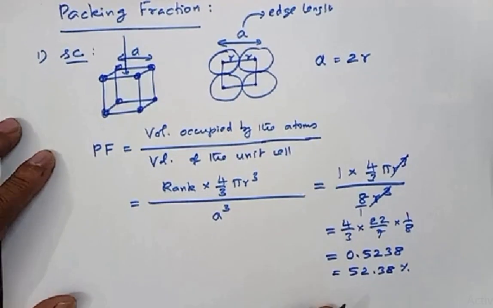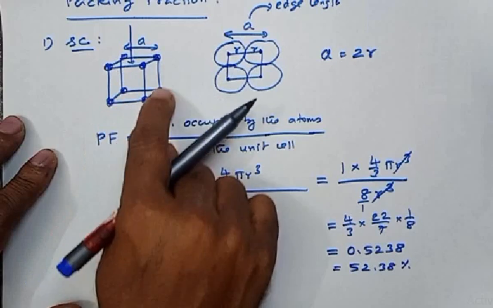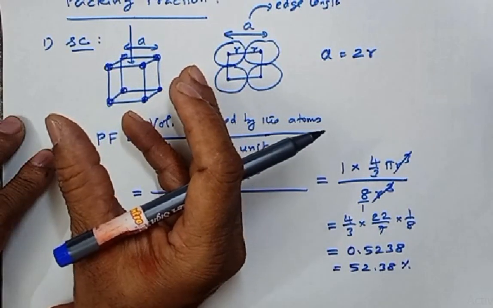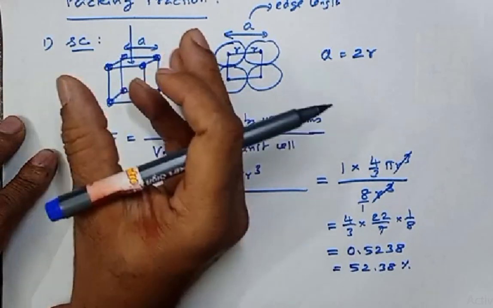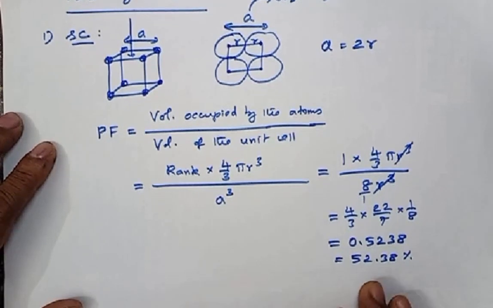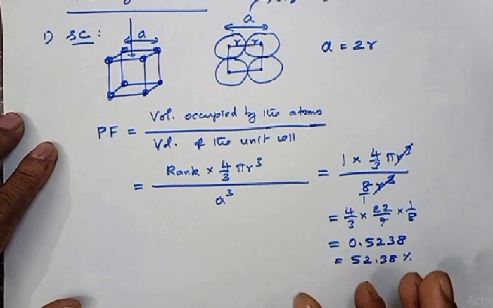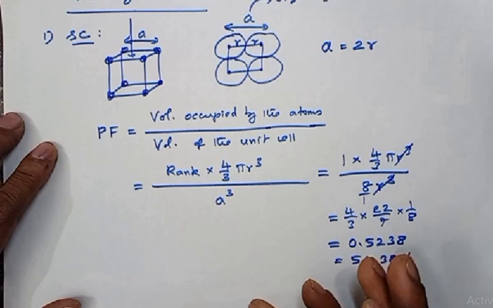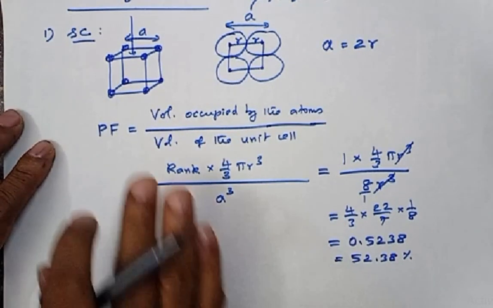52.38%. So what does it mean? It means that if you assume the volume of the unit cell is 100%, then out of 100%, only 52.38 is occupied. That's the meaning of packing fraction. The remaining space, nearly 47 point something percentage, is actually empty space available in the unit cell. So this is packing fraction.